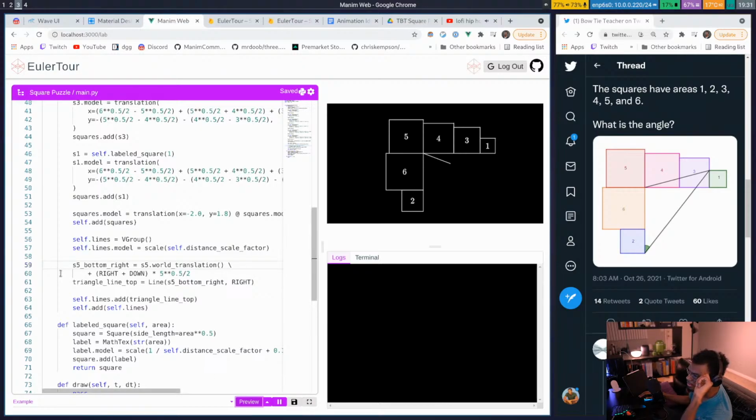Plus right plus down. Okay, and this right plus down would be a problem if there was other transformations on 5. How would I do that normally? If there were more transformations on 5, I'd want to take its world translation. Maybe I'd want to do it manually. I'd want to bring S5's origin into world space.